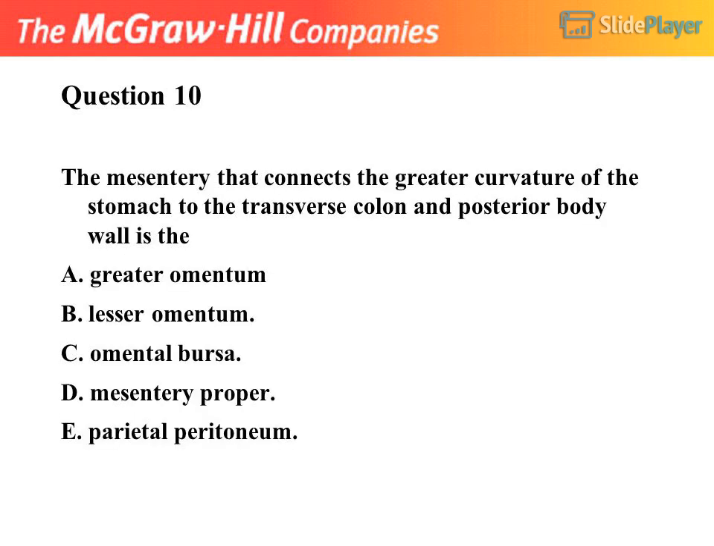E. 4, 2, 1, 3. Question 10. The mesentery that connects the greater curvature of the stomach to the transverse colon and posterior body wall is the A. greater omentum, B. lesser omentum, C. omental bursa, D. mesentery proper, E. parietal peritoneum.